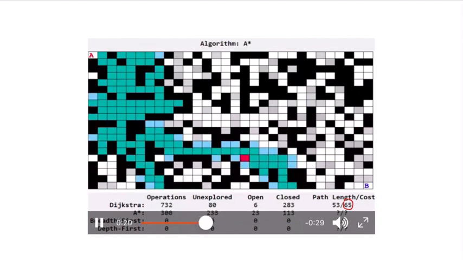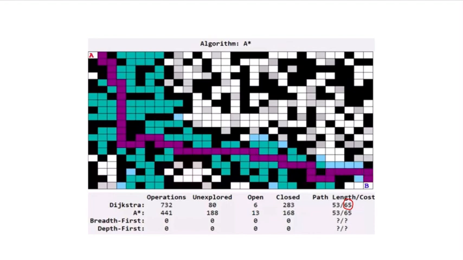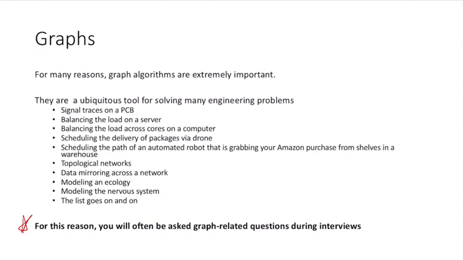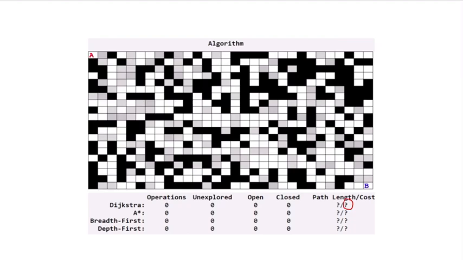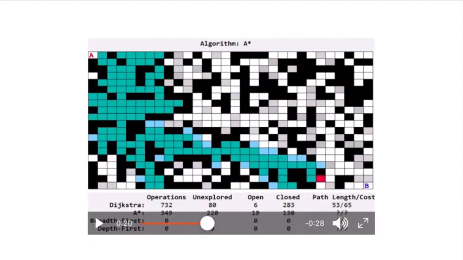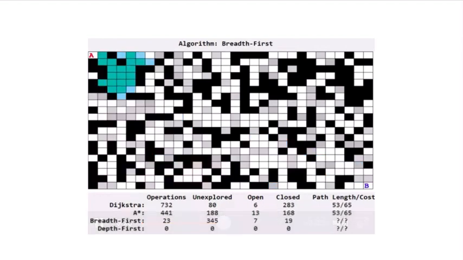A star is sort of a variation on Dijkstra's where you give it a little bit more information. So we would expect it to come up with the same shortest path, but maybe do a little less work to do that. So by that I mean take a look at the operations column when you're comparing two things that get the same total cost. Alright, let me skip forward here and let A star finish up, and then I'll just let breadth first and depth first finish up without interrupting.